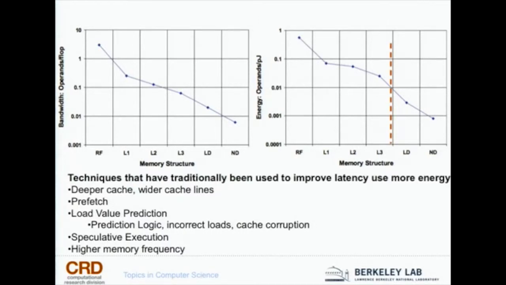So things that improve latency tend to cost us much more energy. Things that tolerate high latency, like prefetch, load value prediction, speculative execution, all these things also cost lots of energy. So don't count on seeing a whole lot of it. We're going to think very carefully about which of all of these techniques we're going to be using in order to stay under our energy budget.